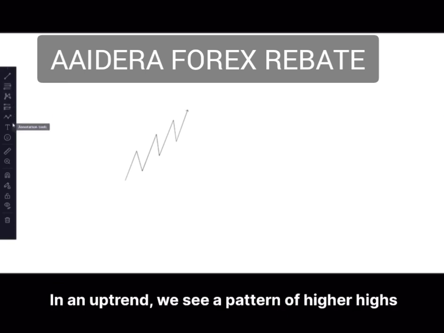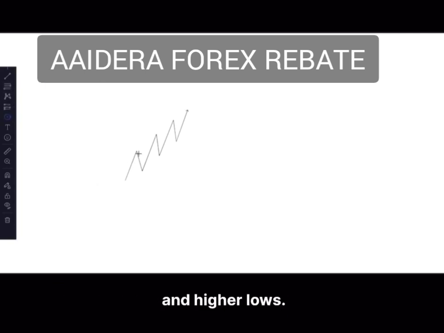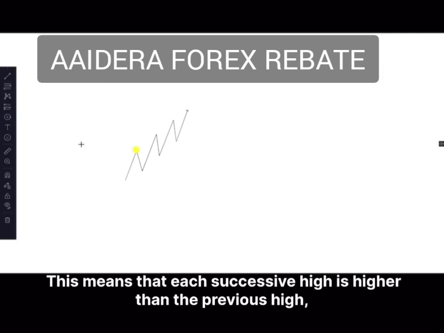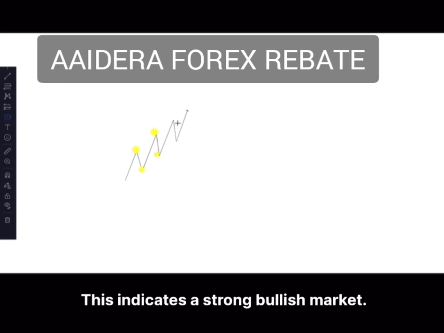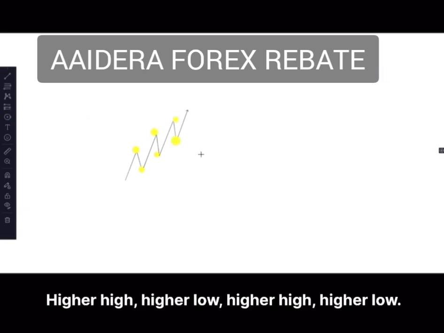In an uptrend, we see a pattern of higher highs and higher lows. This means that each successive high is higher than the previous high, and each low is also higher than the previous low. This indicates a strong bullish market. Here's what it looks like: higher high, higher low, higher high, higher low.